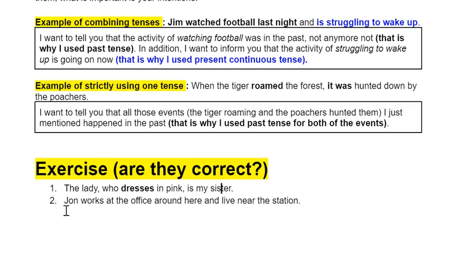Okay, what about number two? John works at the office around here and live near the station. Who works at the office? John. How many subjects are there? Only one, which is John, right? John works. This is correct. The action verb. Okay, this is correct. John works at the office around here. And who live near the station is John. How many John? Only one. So the action verb has to get some addition, S or ES. So the correct one here: John works at the office around here and lives near the station.